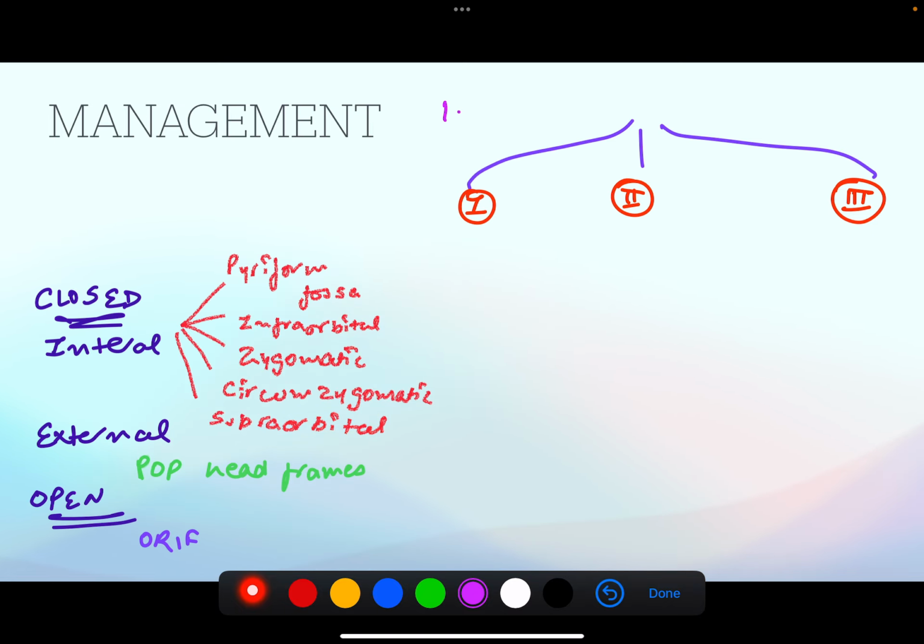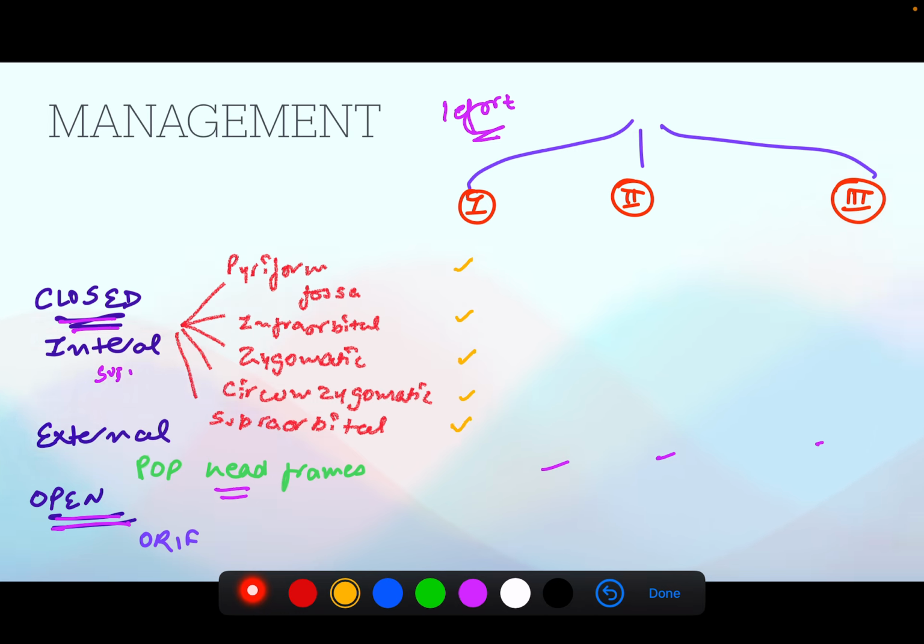For the management of Le Fort fractures, specifically for Le Fort 1, we can go ahead with the closed approach or the open approach. For closed fracture management, we can do internal wire suspension, or external POP head frames can be used, which can be used in all three. For internal suspension, we can use pyriform fossa, infraorbital, zygomatic, circumzygomatic, and supraorbital for Le Fort 1. While for Le Fort 2, pyriform fossa is already involved, and infraorbital also we can't use. And for Le Fort 3, the only approach we can use is supraorbital, which is intact.